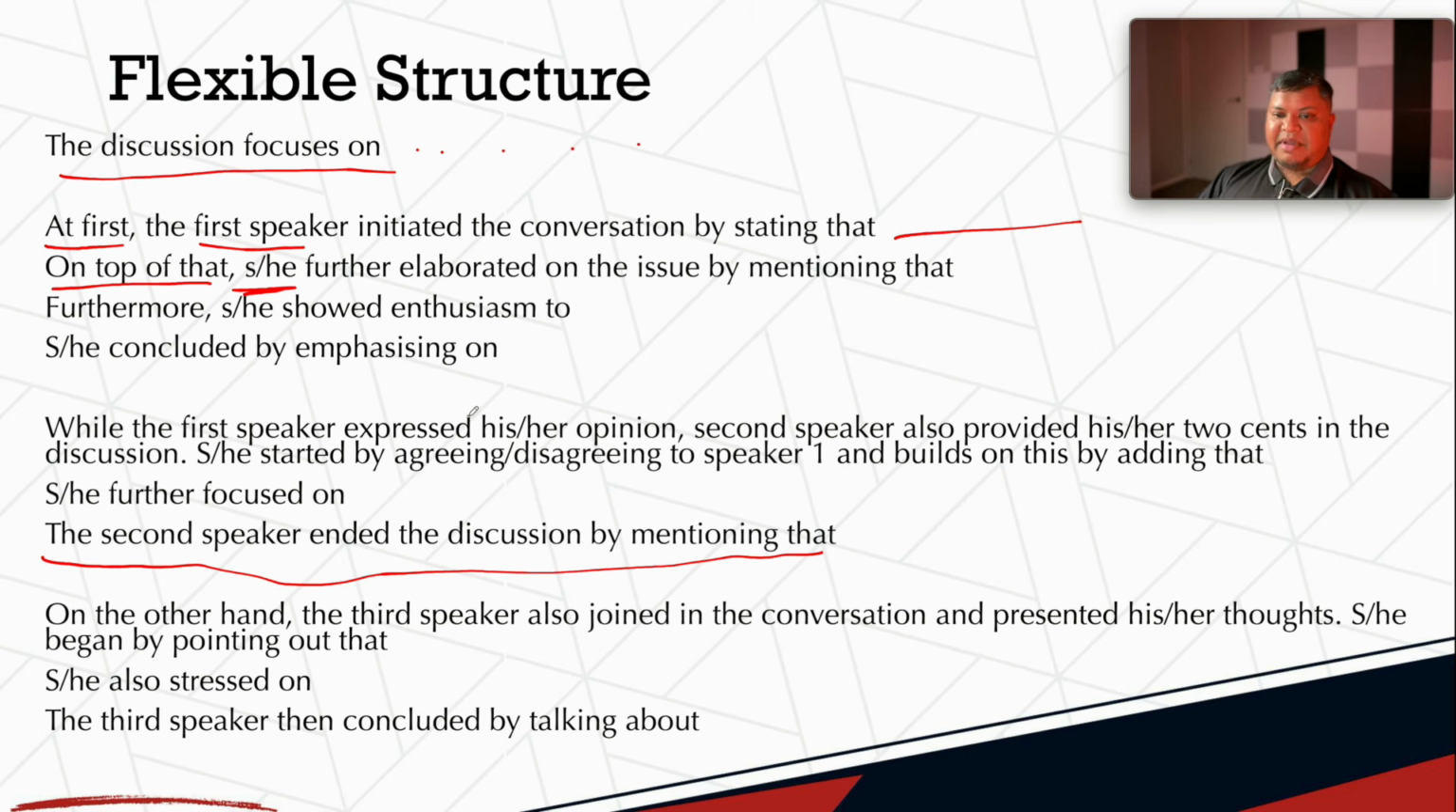And then I'm starting my third paragraph, or third speaker's conversation, by saying, on the other hand, the third speaker also joined in the conversation and presented his or her thoughts. She began by pointing out that. Then I'm saying what she said, and she or he also stressed on, and then saying the third speaker then concluded by talking about. Right?